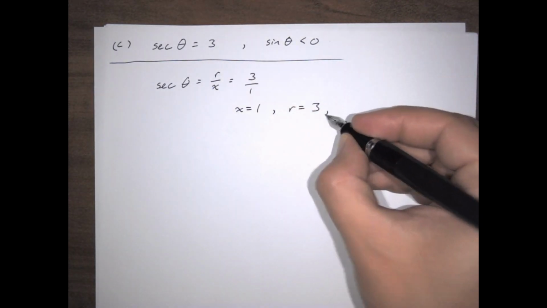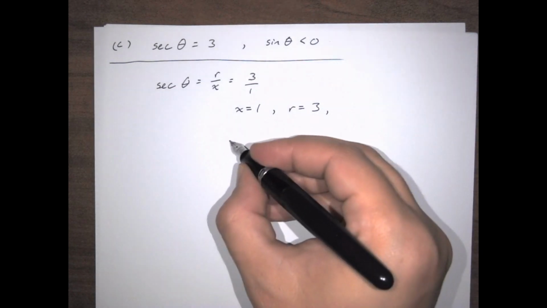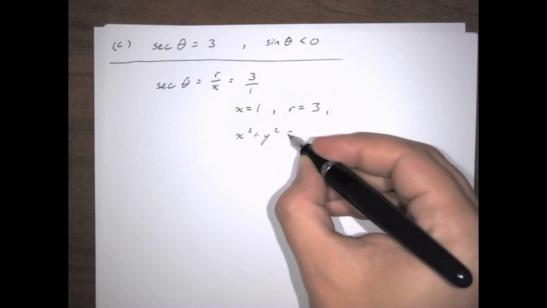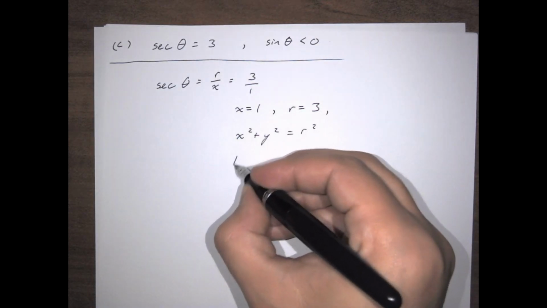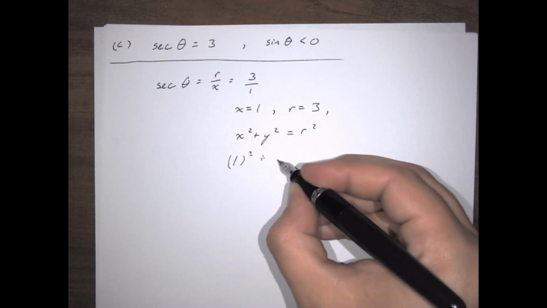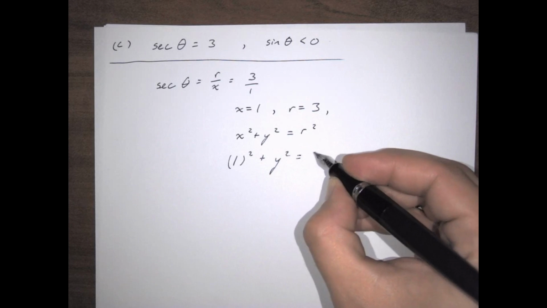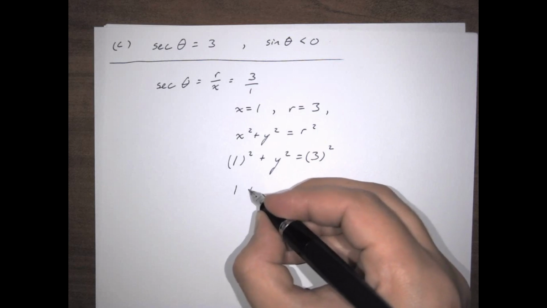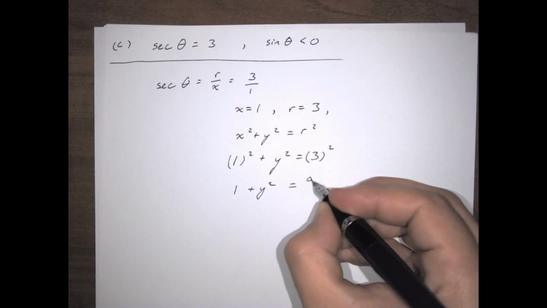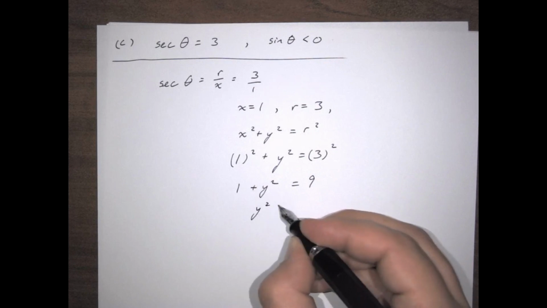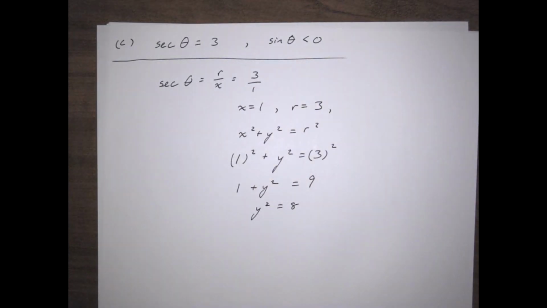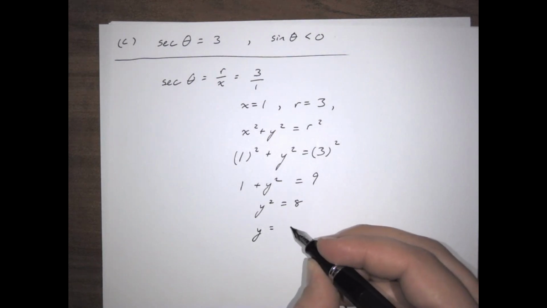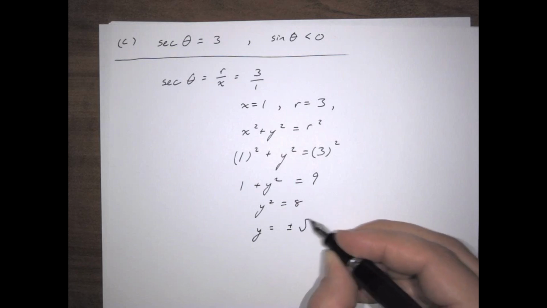Now, as for the sine of theta, let's figure out what the y is first. So x squared plus y squared is equal to r squared, which means that 1 squared plus y squared is equal to 3 squared. So that means 1 plus y squared equals 9. Subtract 1 from both sides, y squared equals 8. So what that means is that y is equal to plus or minus square root of 8.